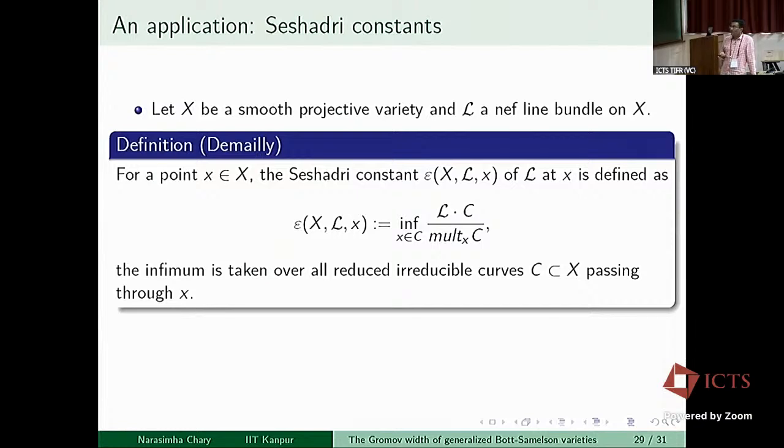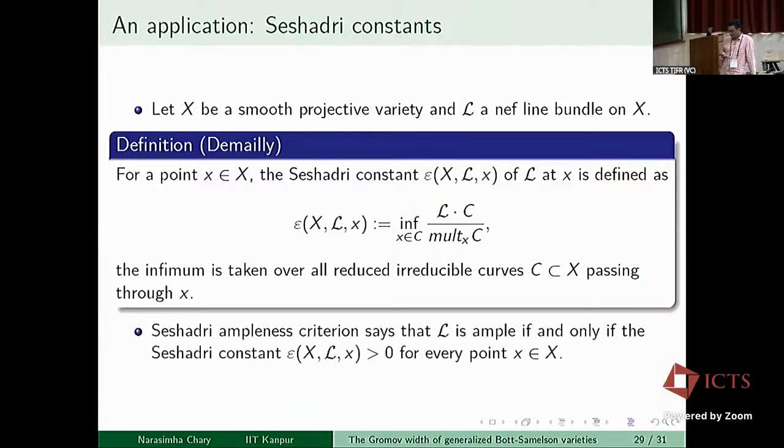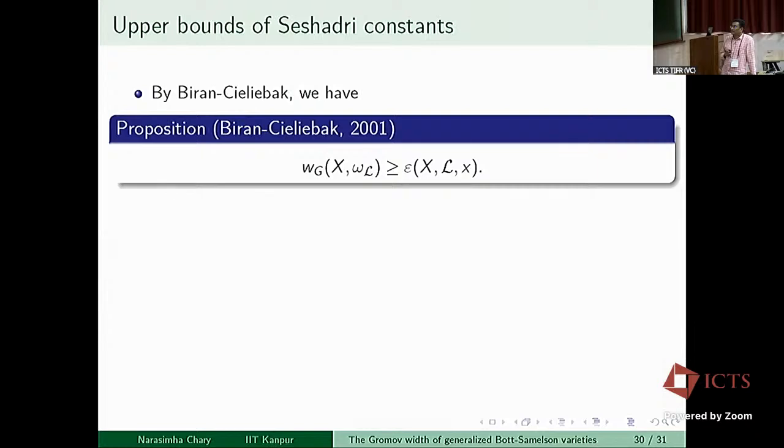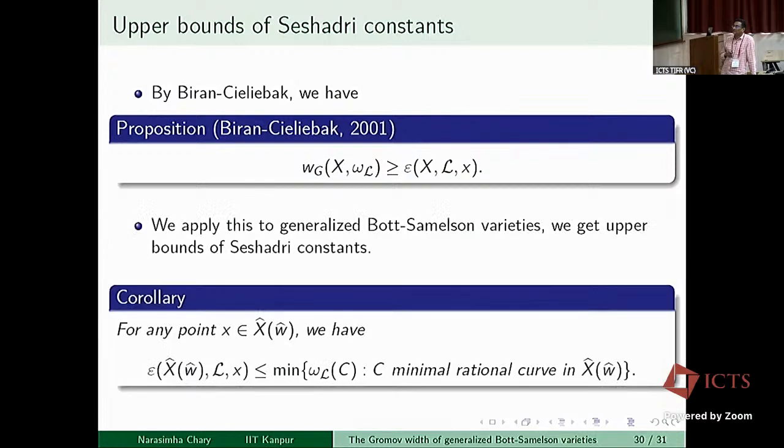Why does Demailly name this a Seshadri constant? Because of the following result. Seshadri gave an ampleness criterion. He proved that L is ample if and only if this quantity is positive for every point. So again, by a result of Brion and Cilibertо, we proved that the Seshadri constant is upper bounded by the Gromov width. Okay. Somehow we get it.